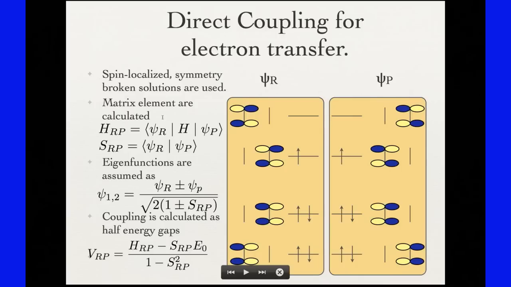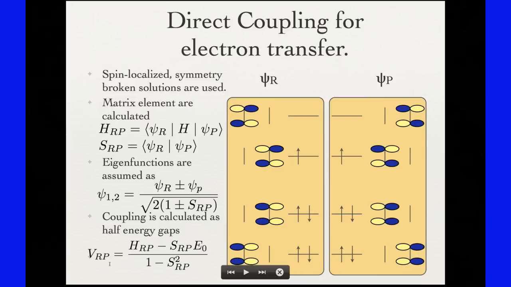So out of these two calculations, you obtain these two unrestricted Hartree-Fock solutions, and we can calculate their Hamiltonian matrix elements, and since they are not orthogonal, we need their overlap as well. Okay, so then we assume that the eigenfunctions are linear combinations of these two. And again, we assume that we have a symmetric and anti-symmetric linear combination of these two. When we assume that, again, the half energy gap can be derived, which is given here. And that is the model for our coupling.